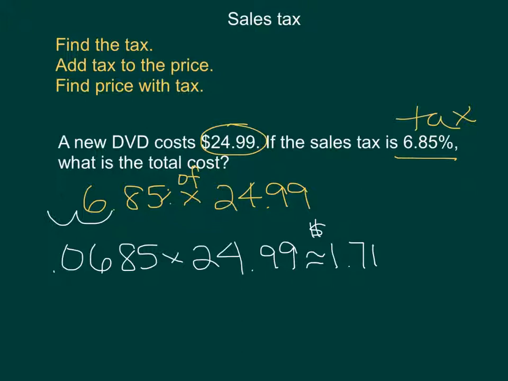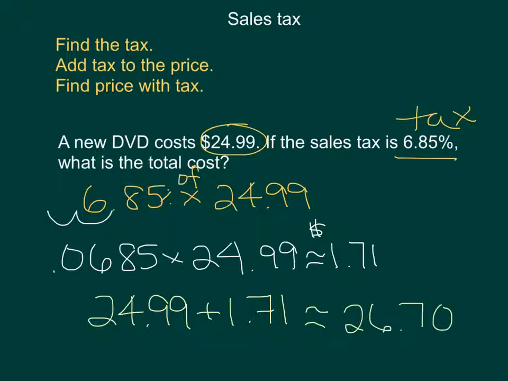But that's not how much you're paying total. So now you have to go back and add this number to the original price. So the $24.99 plus the $1.71 gives you your approximate answer of $26.70. So when you went to the cash register, you would be paying $26.70 for the item. This is why when you go to the store and you see an item on the counter and it says $1.99, but when you get to the register, it's a different price. It's because you're paying for the sales tax of that item.